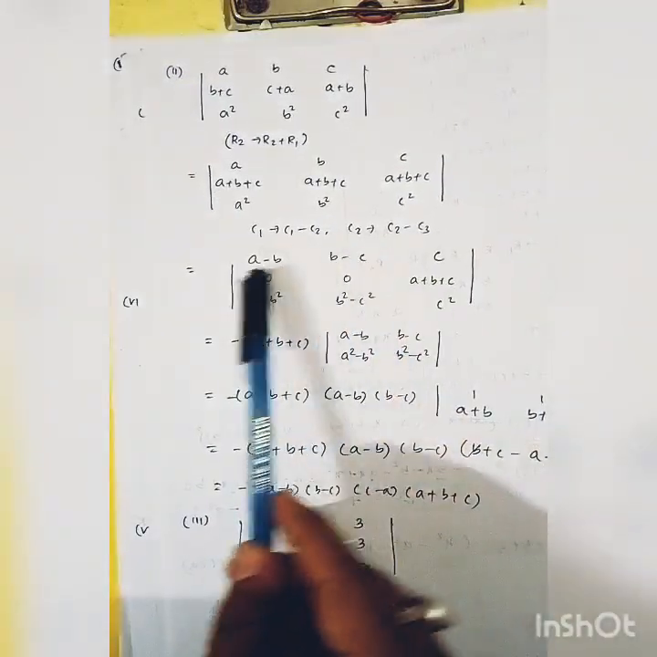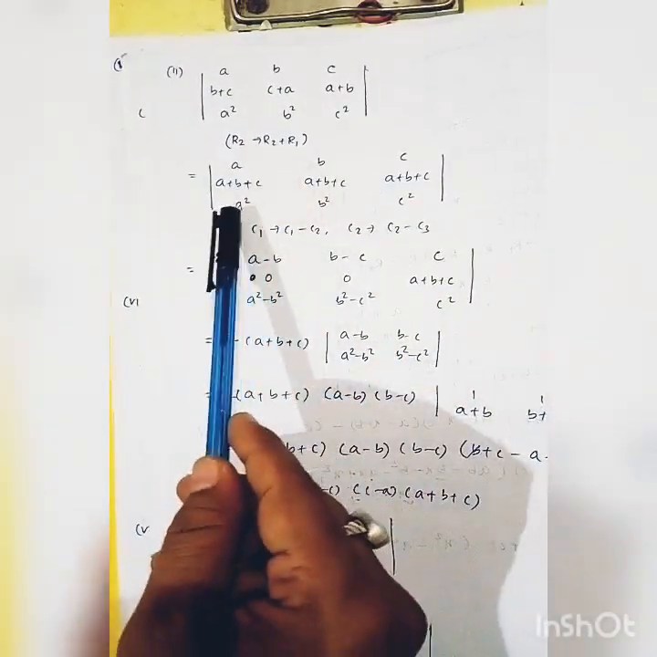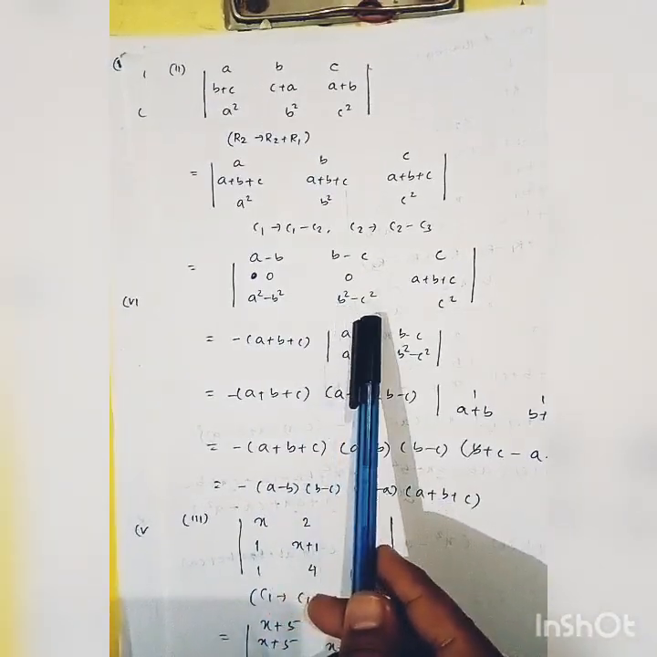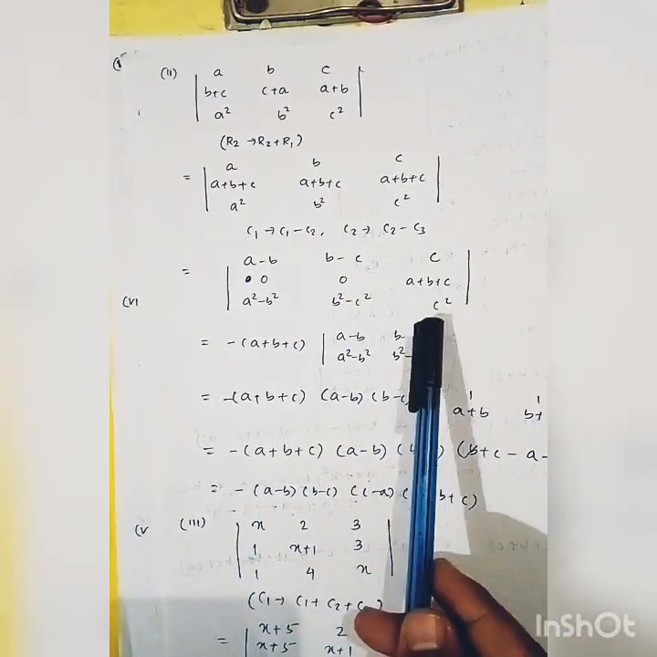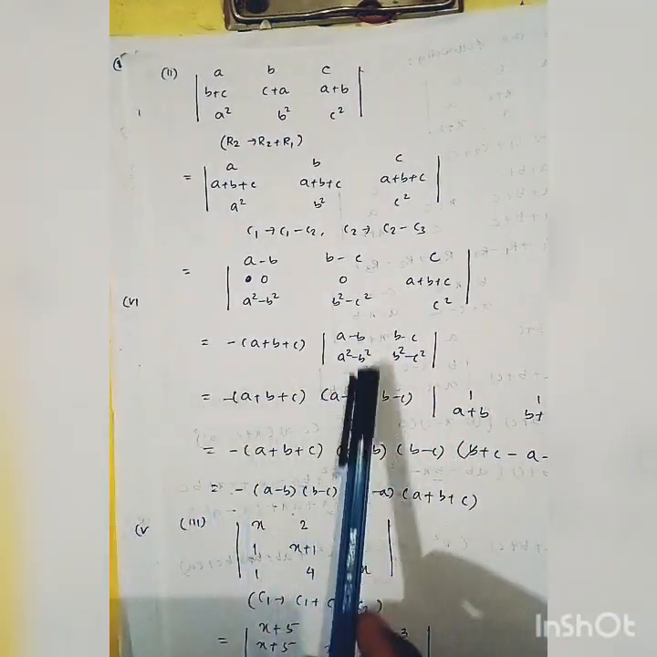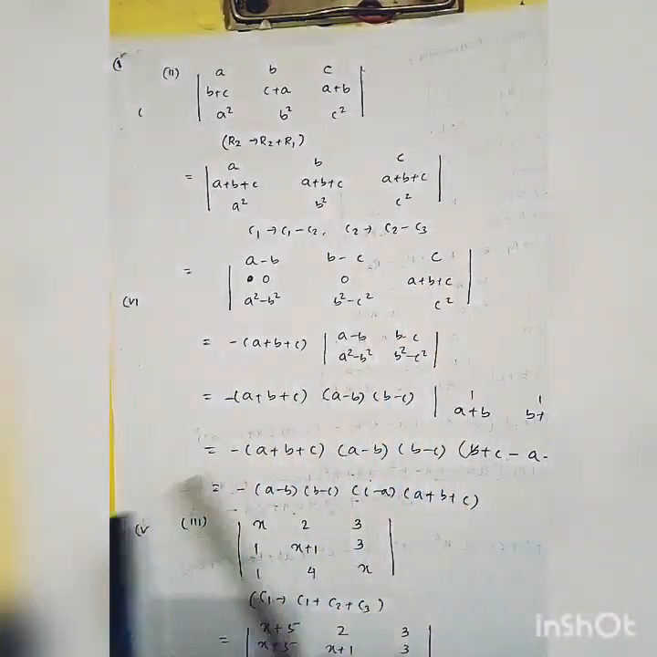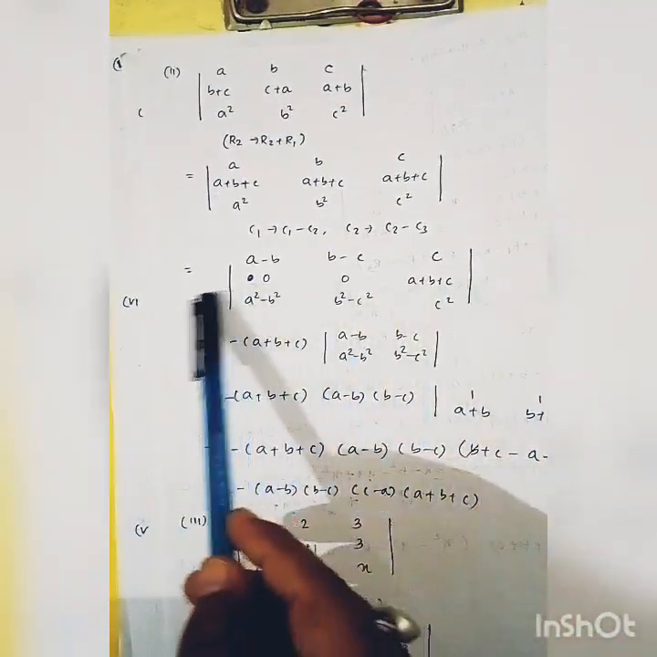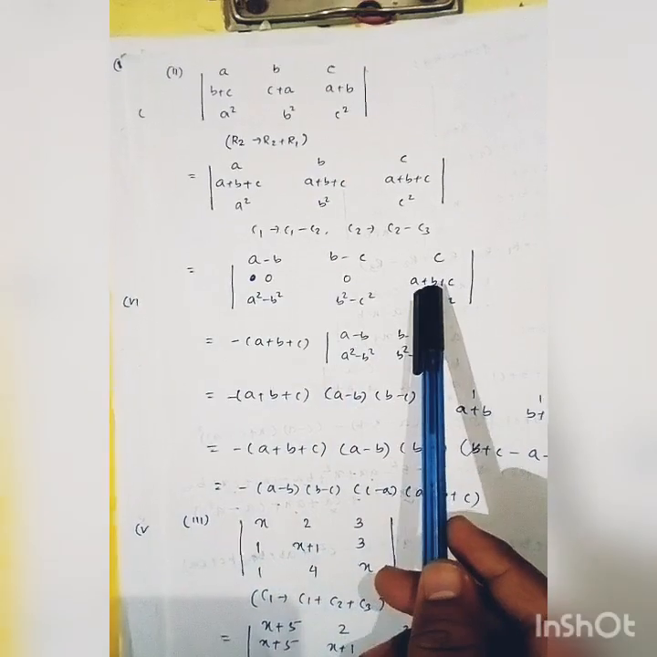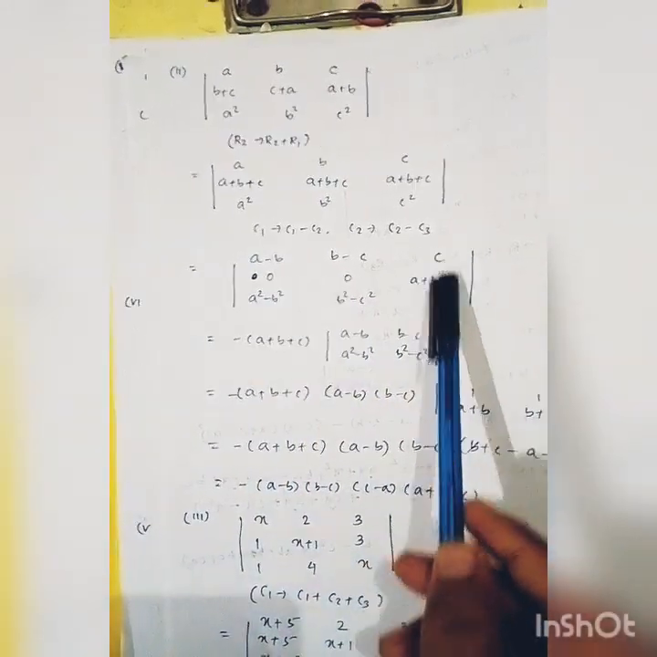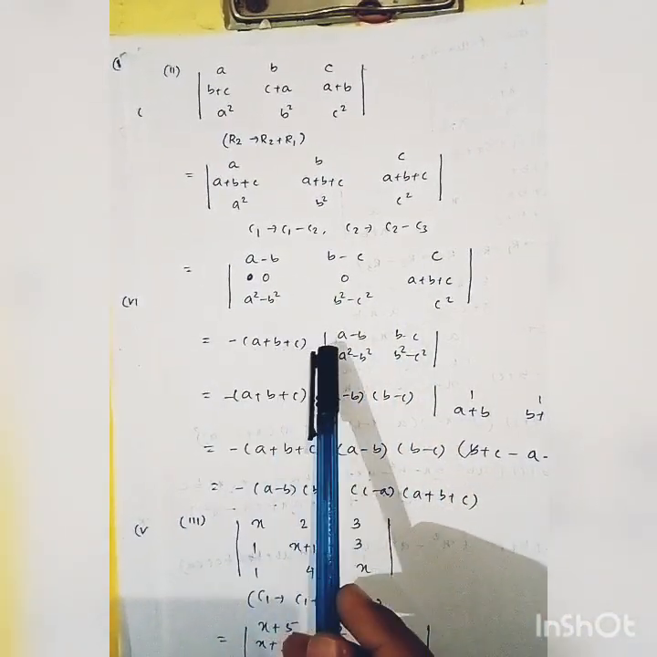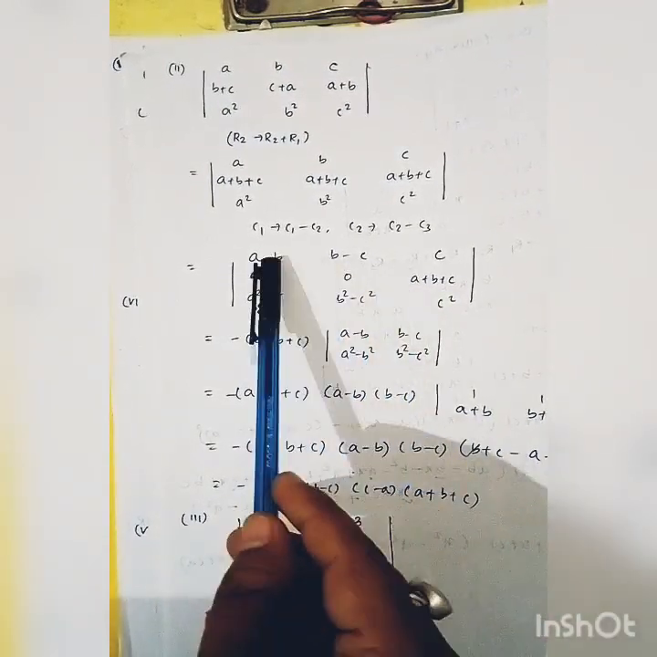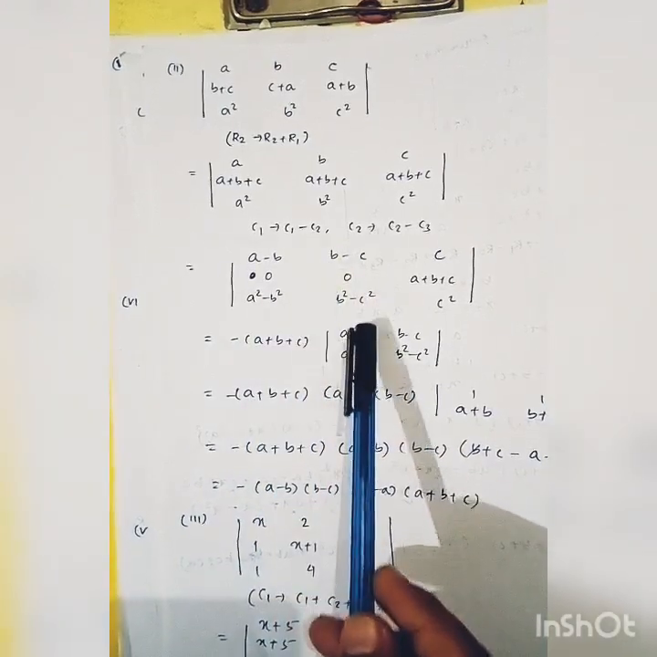Suppose you apply this property. Now we get a minus b, it is 0, a square minus b square, b minus c, 0, b square minus c square. Again column 3 is c, a plus b, b plus c, c square. Now if you expand this along row 2, the sign of the entries is minus, plus, minus. Now by deleting the second row and third column, we get minus of a plus b plus c, as the sign of this position is negative. We get the determinant a minus b, b minus c, a square minus b square, b square minus c square.